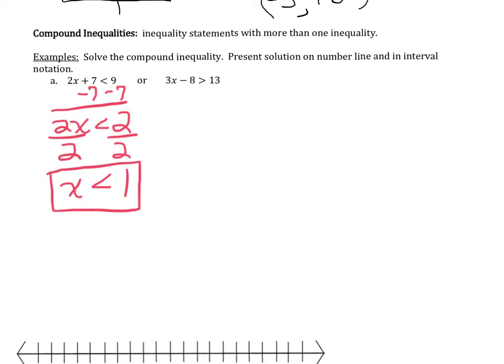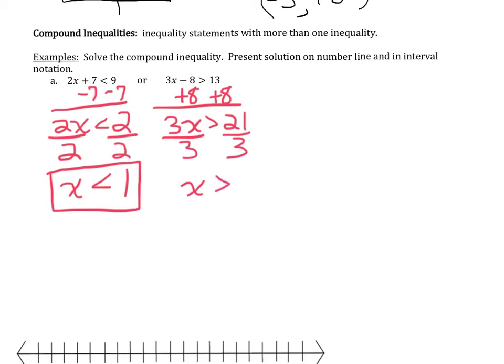Now I'm going to go to the other one to solve for x. I add 8 to both sides. I get 3x is greater than 21. Let's divide both sides by 3, and we'll get that x is greater than 7. And so this one is solved, right? Remember, they're separated by the word or.